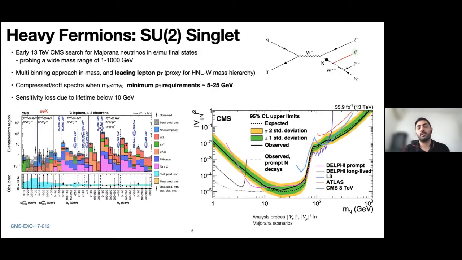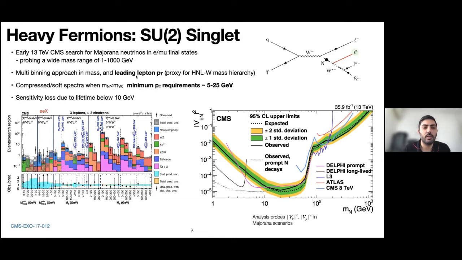Okay, so let's see an example search from CMS on these models. There is an early 13 TeV CMS search for Majorana neutrinos. Early meaning here actually the 2016 data set, so this is only a quarter of our total Run 2 data set at the moment. The analysis probes electron-muon couplings of such heavy neutral leptons in the mass range of 1 to 1,000 GeV. And because this is such a diverse mass range, a multi-binning approach had to be used, where we bin things in leading lepton pT.